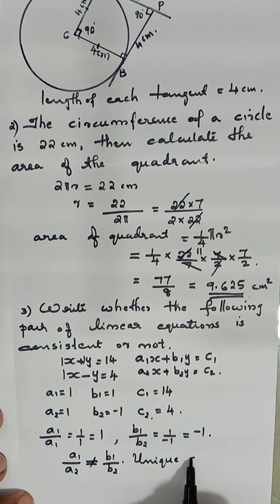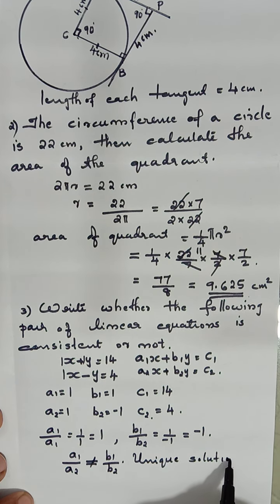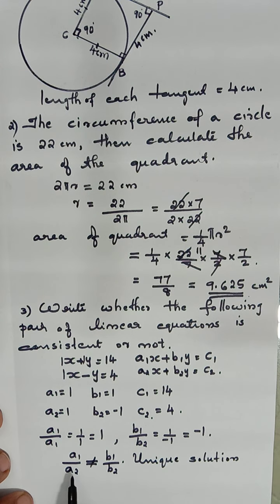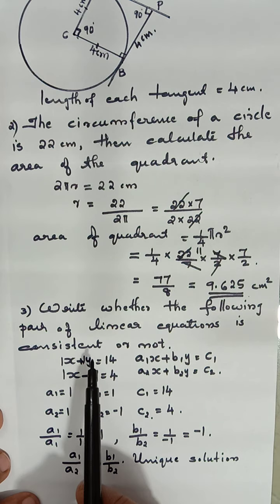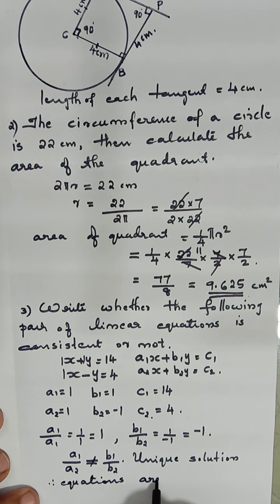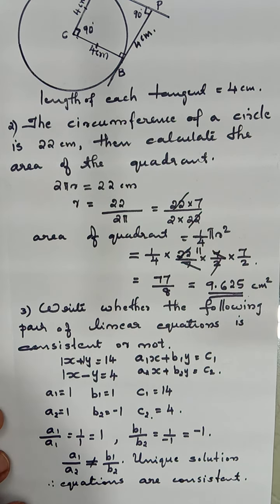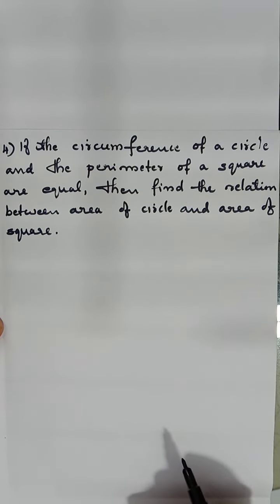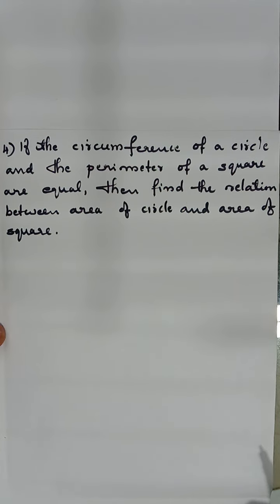Okay, unique solution. You have to learn all the conditions. It is the condition for unique solution: a1 by a2 not equal to b1 by b2. If it has a unique solution, the pair of equations is consistent. Therefore, equations are consistent.